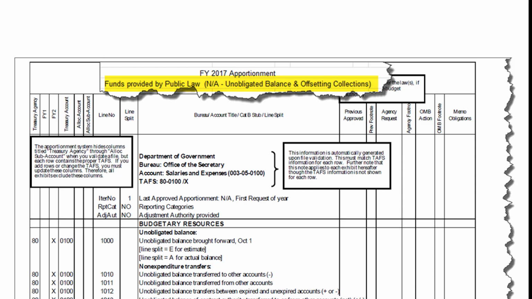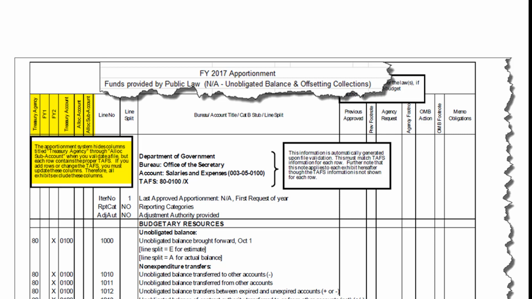The next thing I want to point out is the first 6 columns titled Treasury Agency through Allocation Subaccount. While each apportionment form has to have this Treasury account information on each line of the form, as the exhibit indicates, the apportionment system hides these columns when you validate a file. The important thing to remember is that if you add rows, you must update these columns. This work is done automatically for you when you generate the form from the OMB system.